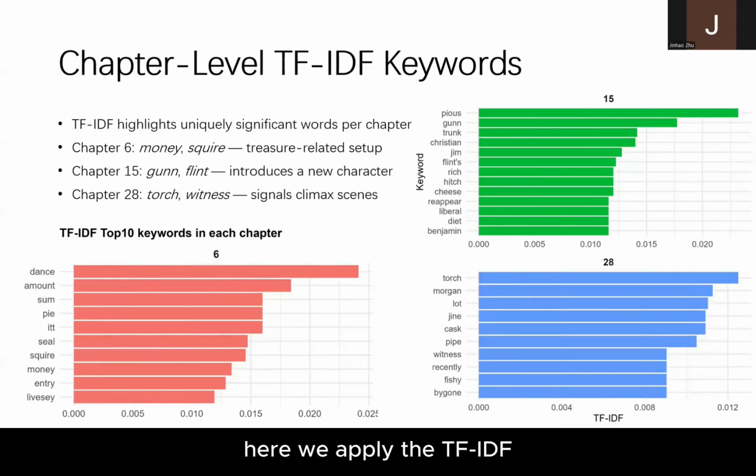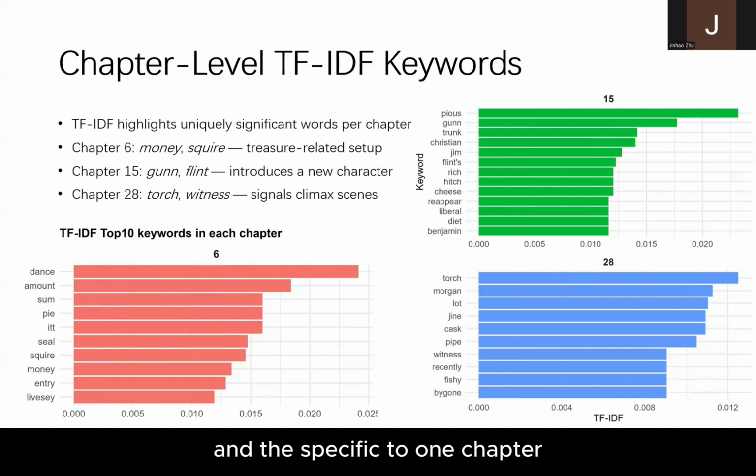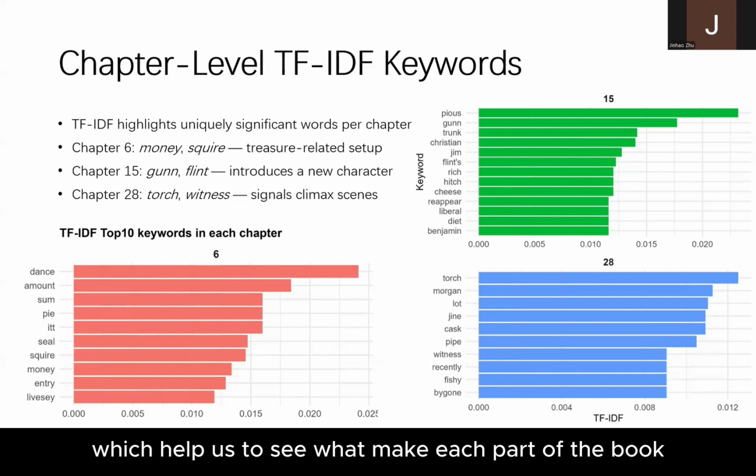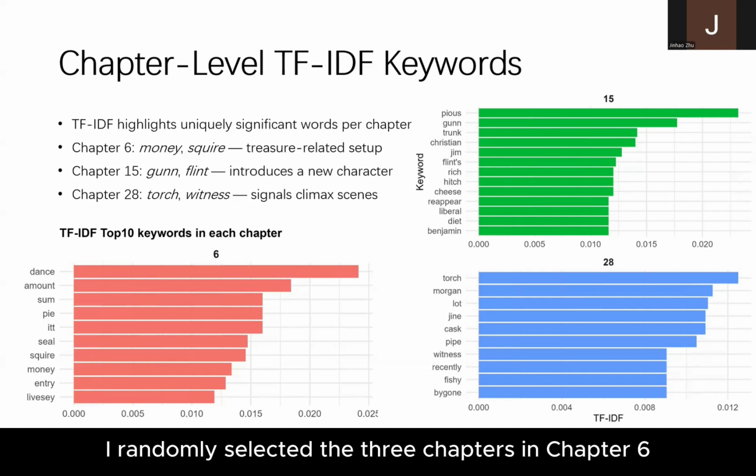Here, we apply TF-IDF to find the most unique keywords for individual chapters. Unlike simple frequency counts, TF-IDF highlights the words that are both important and specific to one chapter, which helps us see what makes each part of the book special. I randomly selected three chapters.